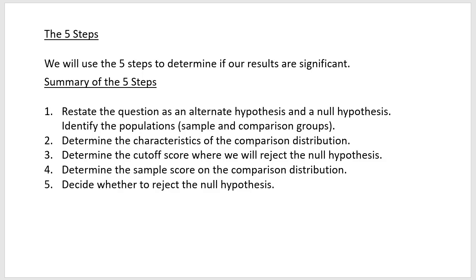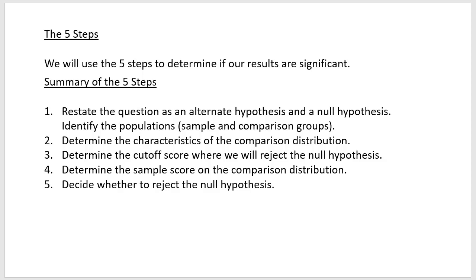Step 3 is to determine the cutoff score. We will reject the null hypothesis. Okay, there's some terminology there we need to wrap our heads around. But especially once we get into that step, it'll make more sense. But the cutoff score is the z-score that we're going to use to determine if our sample's z-score is different than the rest of the other scores.